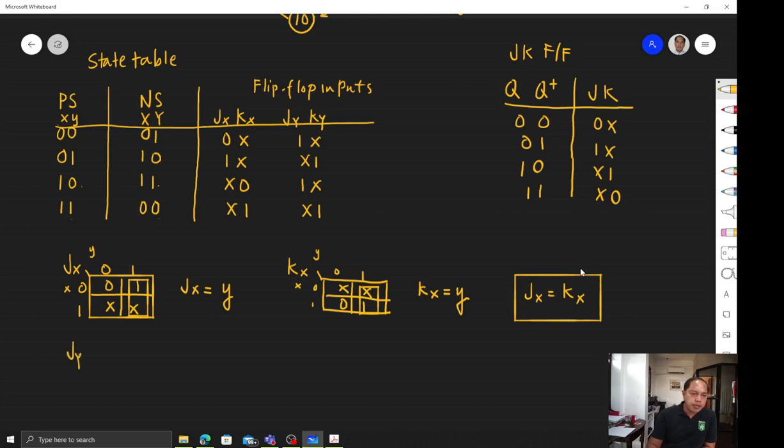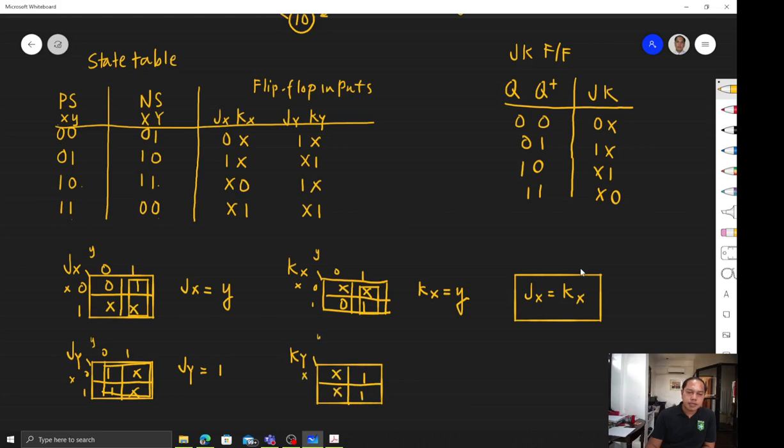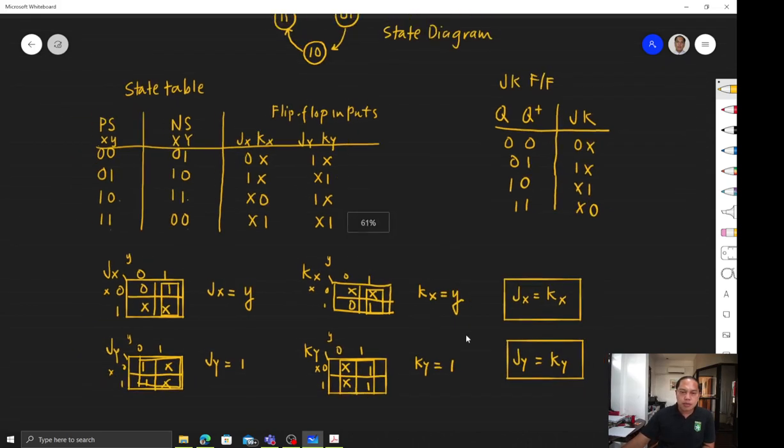Then let us derive for jy input. So we have 1, x, 1, x, with x, y, 0, 1, 0, 1. So jy is equal to 1. Then we have ky. So we have x1, x1, with y, 0, 1, 0, 1. So ky is equal to 1. Therefore, jy is equal to ky. So we have two flip-flops.